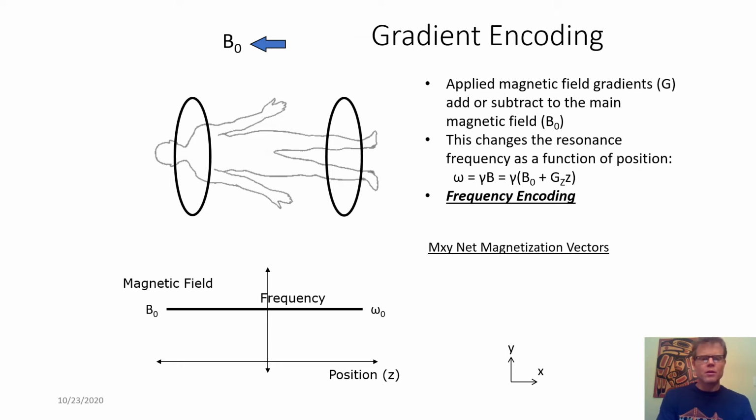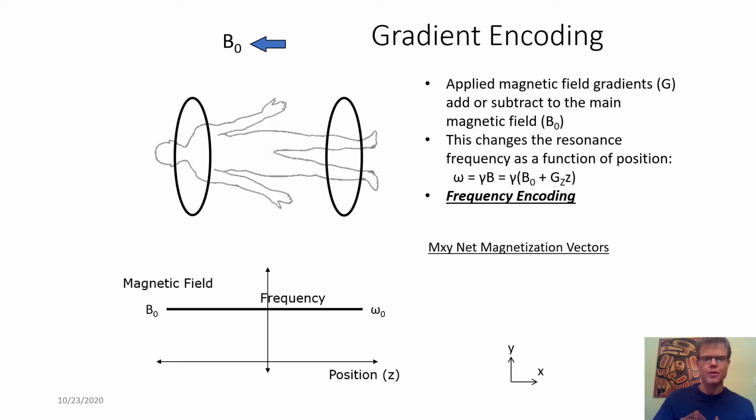So here's the picture that I showed earlier in the chapter 2 lecture of gradient encoding. Basically, this picture is the first way that we're going to distinguish signals from different parts of the body to do spatial encoding. And that's where we're going to do so-called frequency encoding.